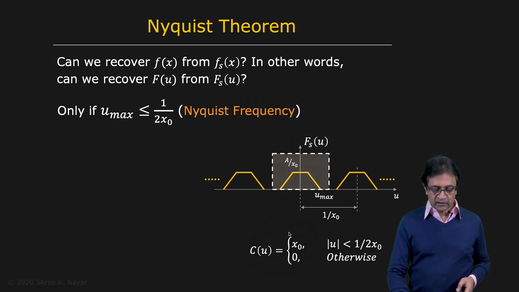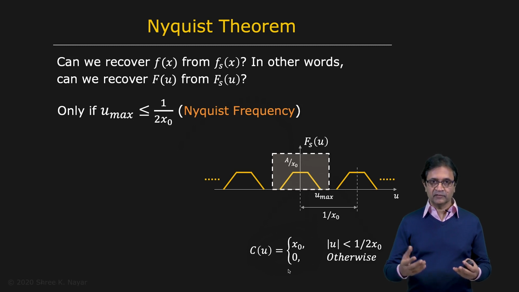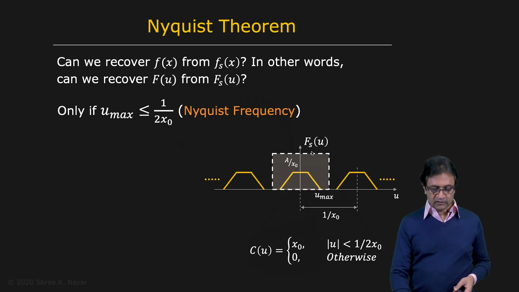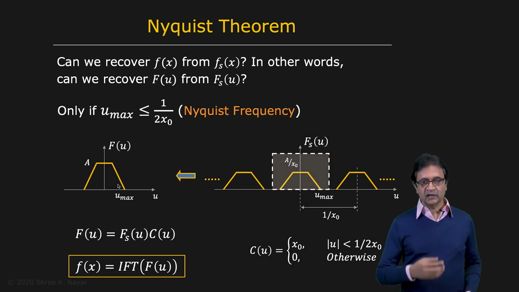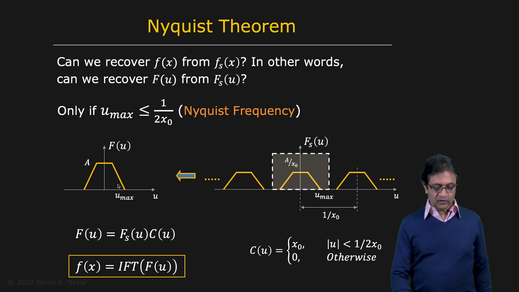And you simply take this function and you multiply it with the Fourier transform of your sampled signal fs. That's the Fourier transform of fs. You simply multiply the two and you get a single copy out right here. And now what do we do? To get the original continuous signal, you simply take the inverse Fourier transform of this and you're done. You get f of x.